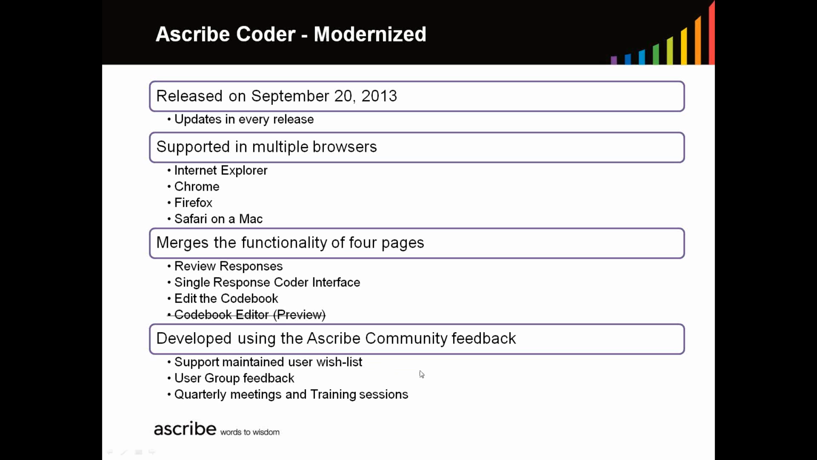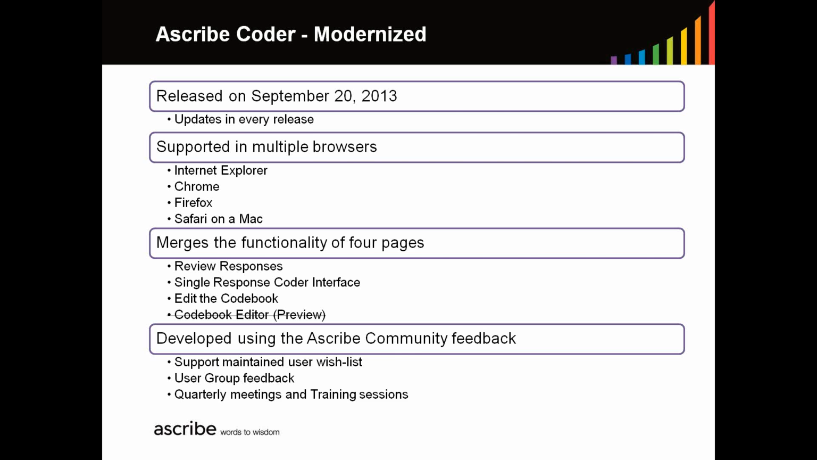We developed Ascribe Coder through your feedback, the Ascribe community feedback. Our support team maintains a user wish list, so anytime you make a suggestion or ask for an enhancement, they keep those suggestions, and our development team uses them to feed the development of new software. Also, our users group, which meets the second Wednesday of every month, had a big part in the development of Ascribe Coder. They give continuous feedback, and we welcome anyone to join that users group. If you're interested, just let us know. And the feedback that you give in your quarterly meetings and training sessions is all documented and filtered to the development team as well.